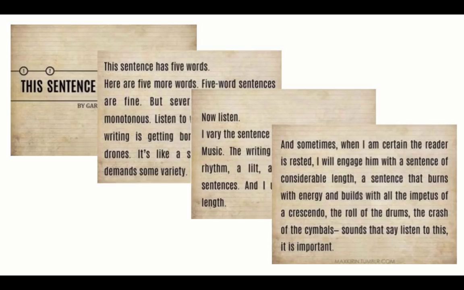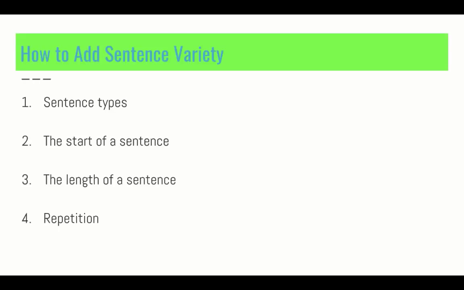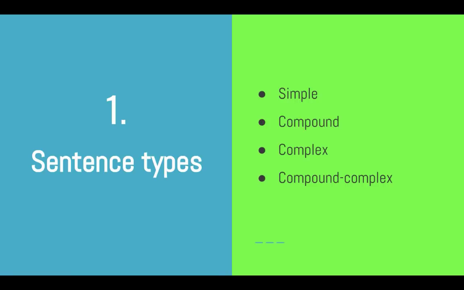And this is why we are having a lesson on sentence variety, because we want to achieve what this writer has just achieved. So today's lesson, how to add sentence variety, we're going to go over these 4 things. First, we'll start with sentence types. Then we'll go with some tips about how to change the start of your sentence, the length of your sentence, and the good kind of repetition. So starting with number 1, sentence types.